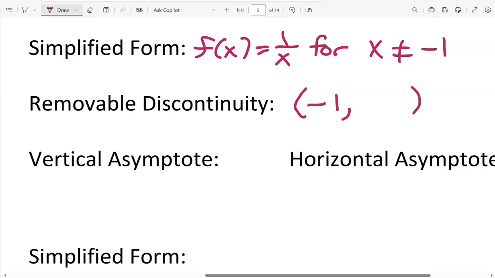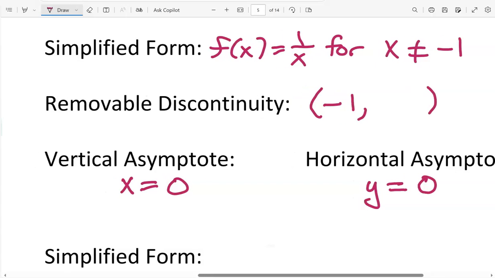There is an infinite discontinuity or a vertical asymptote when the denominator of the simplified form is equal to 0. So that means when x is equal to 0, and there's no addition or subtraction after the parent function y equals 1 over x. So that means that the horizontal asymptote for this graph is at y equals 0.